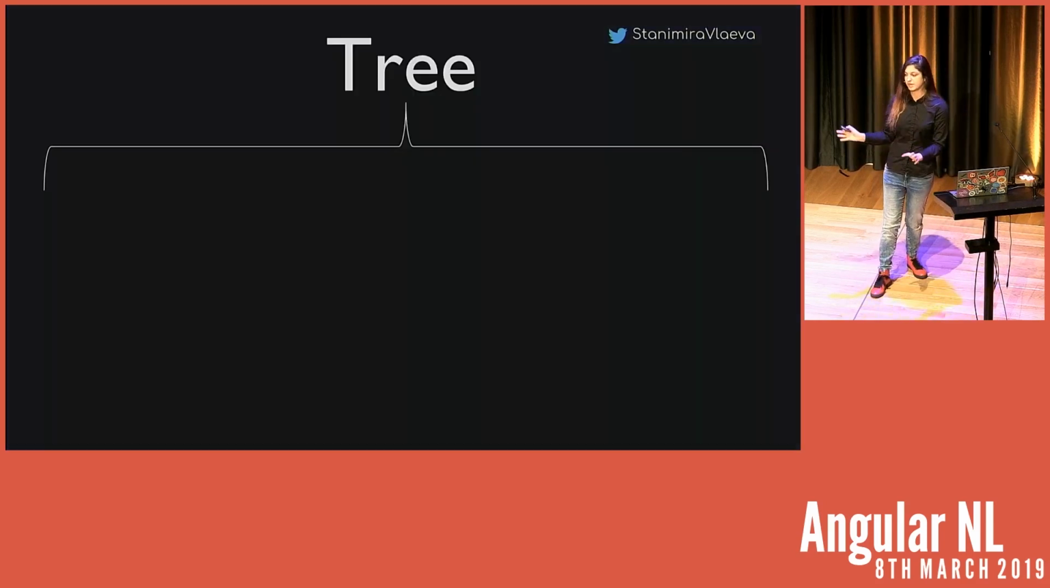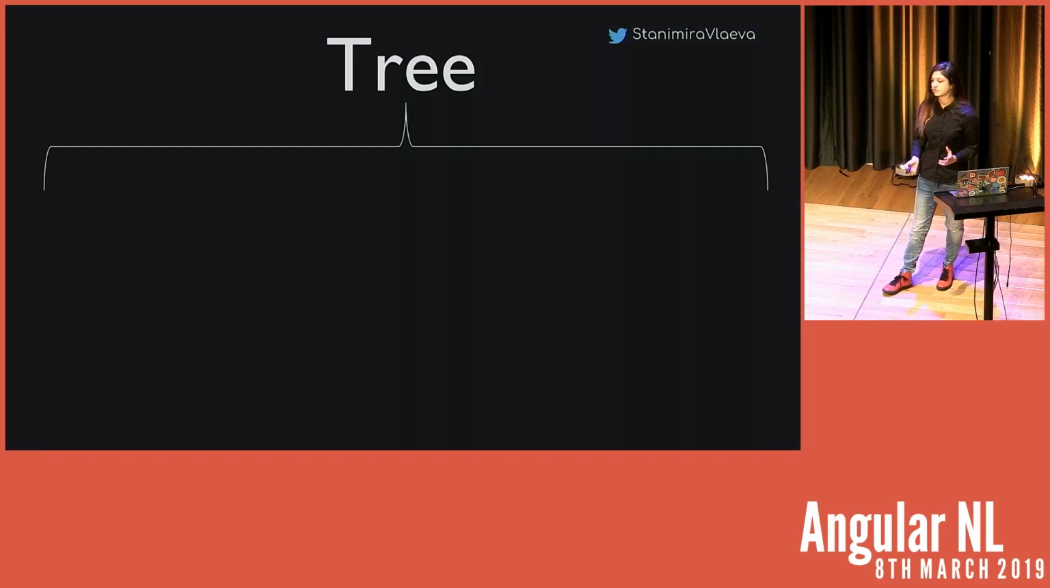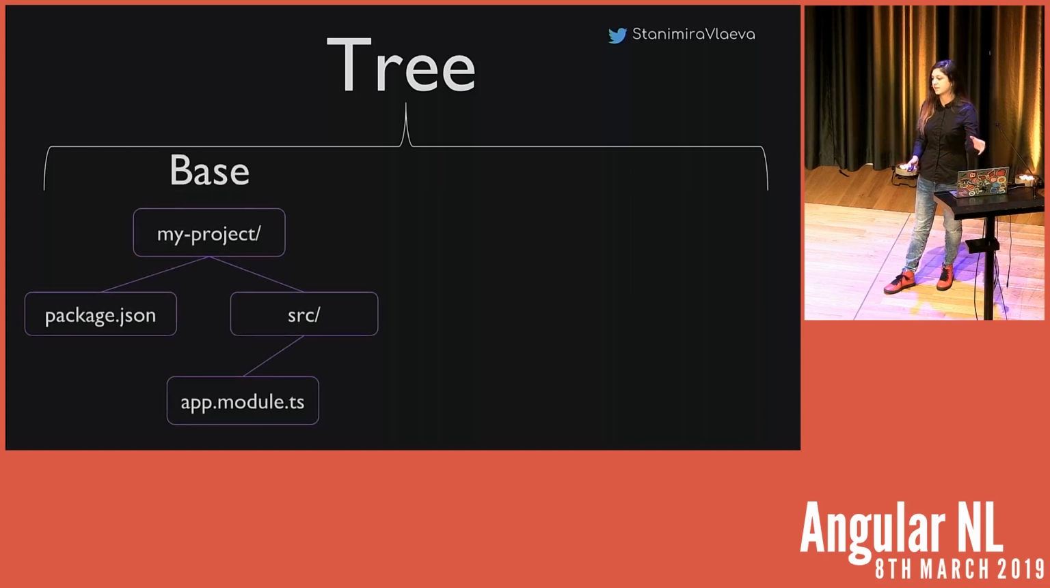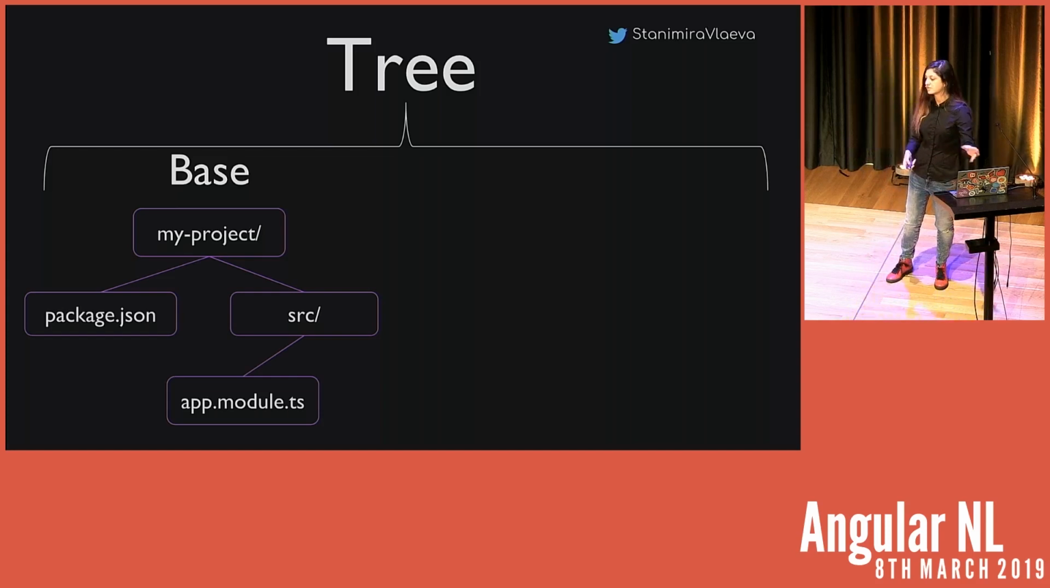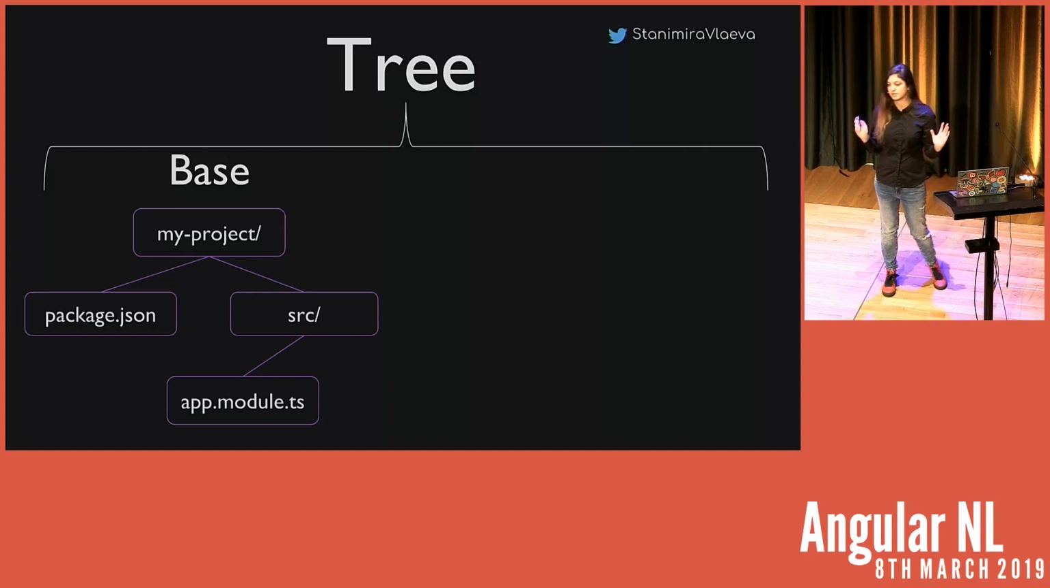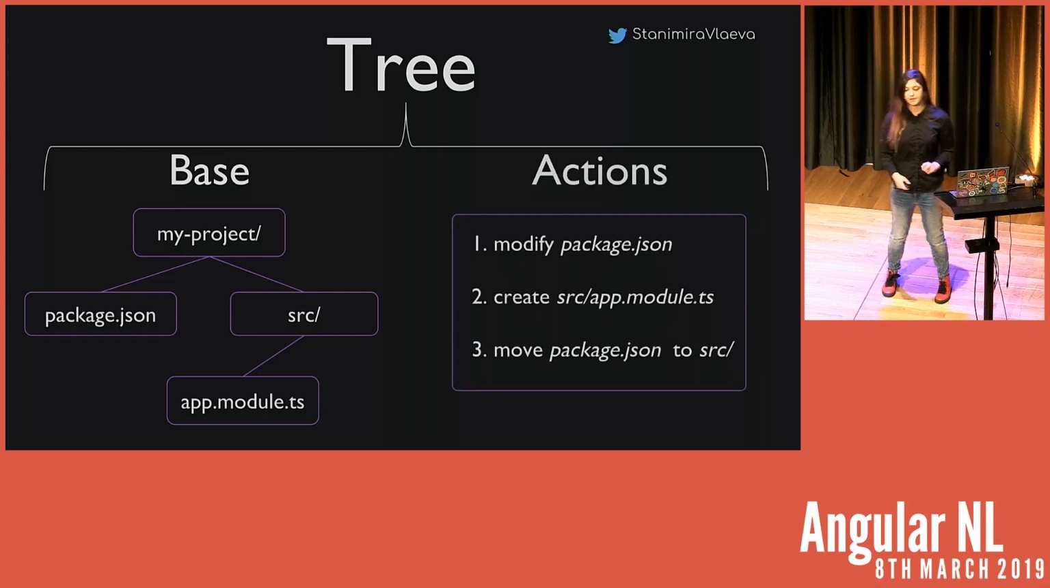Cool. What is a tree for schematics? It consists of two parts. The first part is the base. You can think of it as the actual file system that you're taking, like the current directory that you're in. This is the base for your tree. It contains all the files in your project, for example. And then you have certain actions. So these are the modifications that you're going to apply to the base.